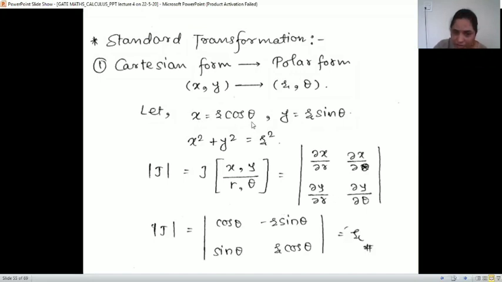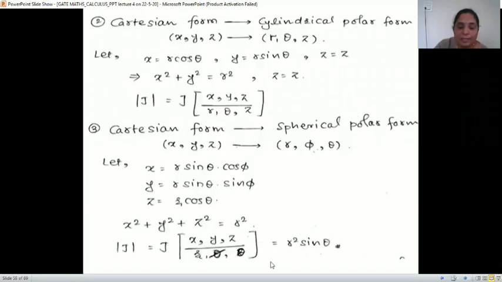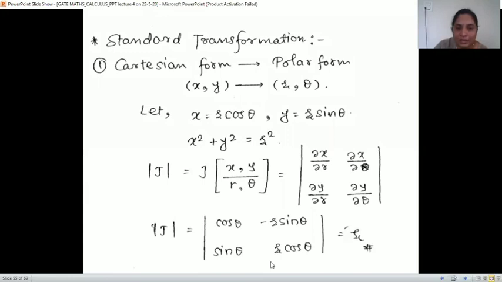This is a standard substitution. Just remember, x is r cos theta, y is r sin theta, x square plus y square is r square. Jacobian is r, and dx dy is r dr d theta.